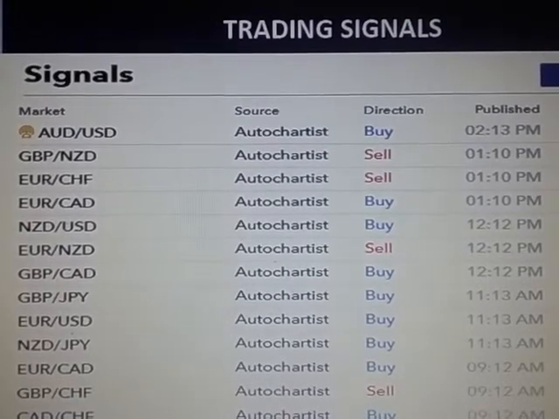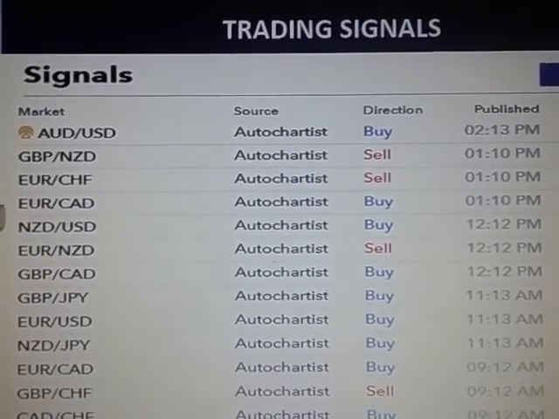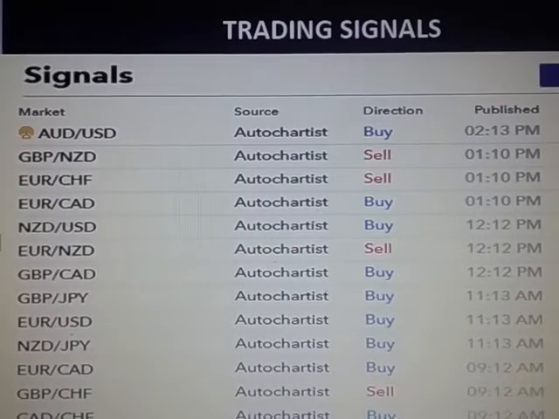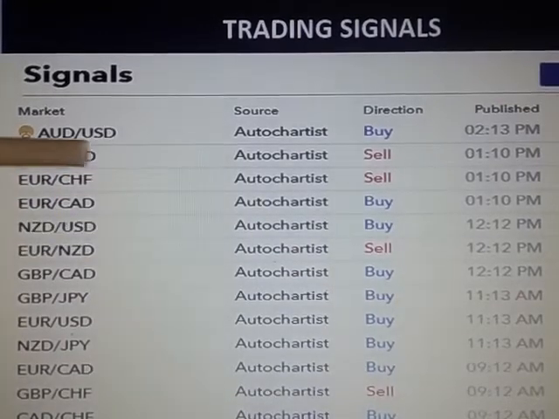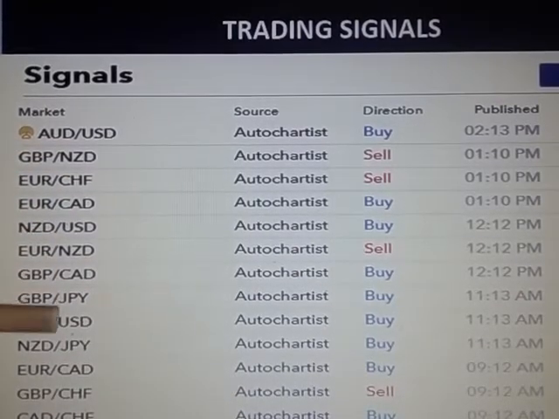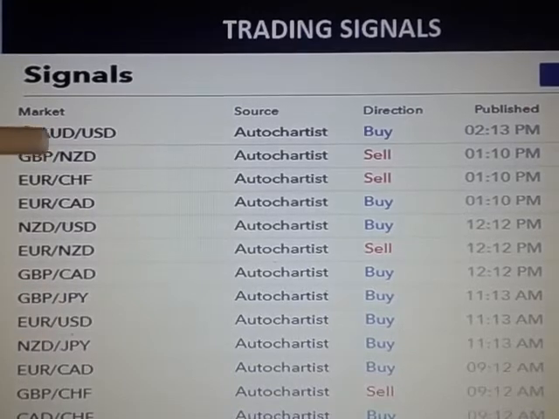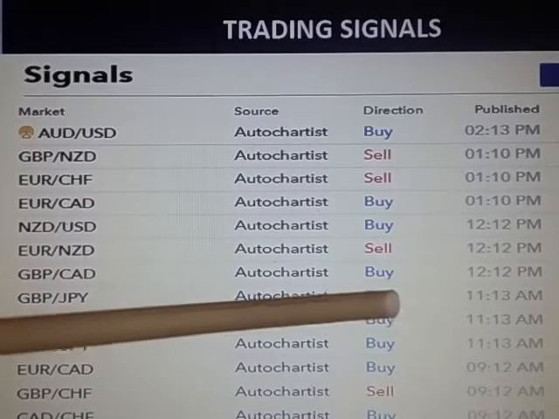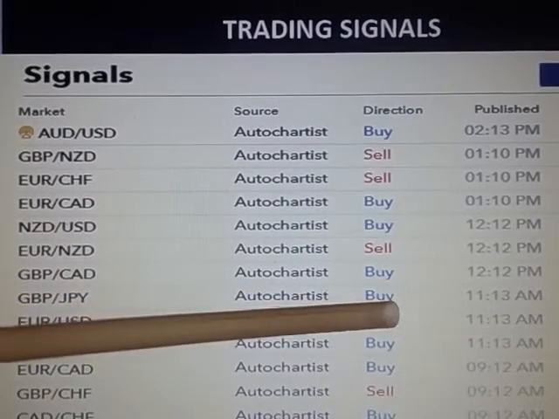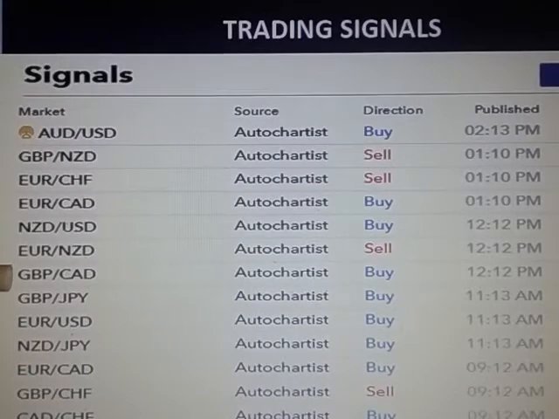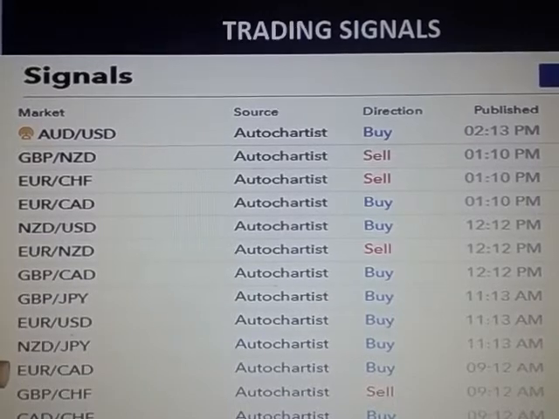So let's look at some of these pairs. We're going to check to see if they're all going in the same direction. Let's find the yen here. Here we go, pound yen. The advice is to buy. Let's go down. And the pound yen is one of the most volatile pairs.